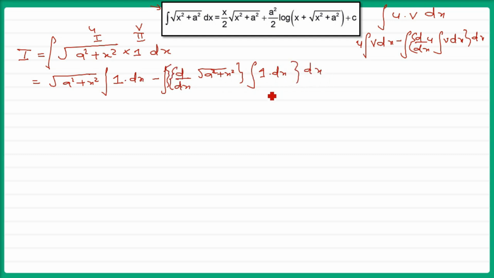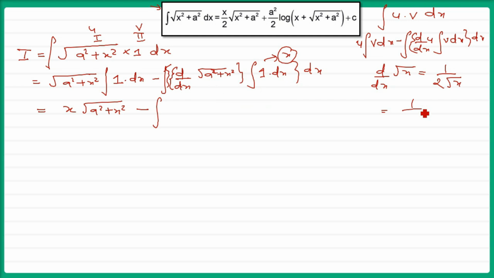And then again the integration. So this integral of 1 dx will simply give you x. √(a² + x²) remains unchanged. Minus, now the integration of 1 dx is going to be x only. Let's call it x here because I am going to replace it. Now d/dx of √(a² + x²) can be done separately, because you know d/dx of √x is 1 by 2√x. So if you assume √(a² + x²) as √x, it will be simply 1 by 2 times the root. So I have written √(a² + x²).